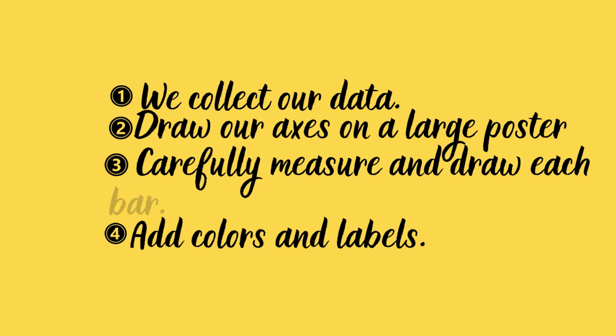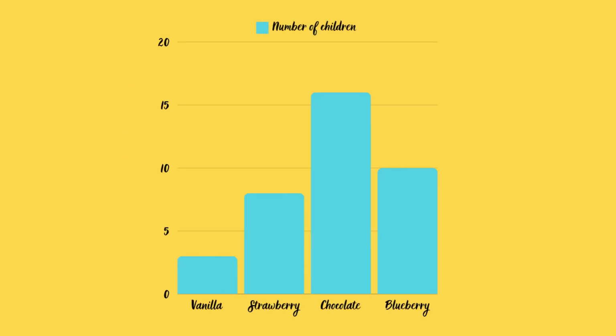We carefully measure and draw each bar, and then we add colors and labels. Voila! Our very own bar graph is complete. Here we can see that the horizontal axis represents the different flavors of ice cream and the vertical axis represents the number of children. According to the bar graph, the maximum number of children, that is 16 children, prefer chocolate flavor, followed by blueberry, and then strawberry, and then vanilla.